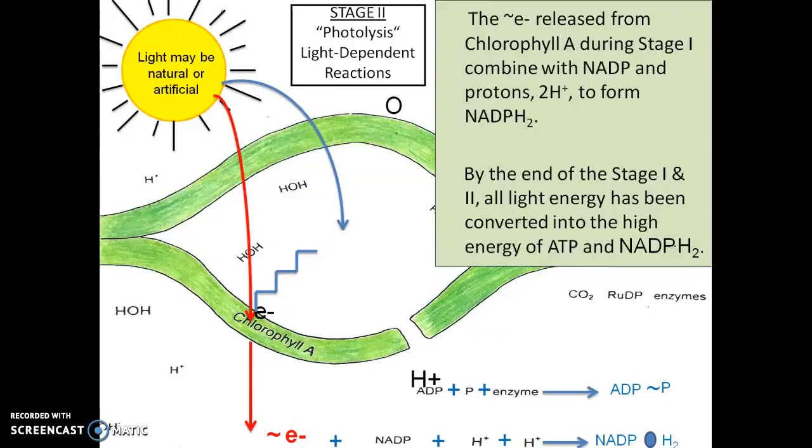So that is stage 2, the end of stage 2. Once again, in stage 2, we got our oxygen, we got ATP, and we got NADPH2. So those are our 3 products of stage 2: oxygen, ATP, and NADPH2. We also, once again, replaced the electron we lost in stage 1 so that stage 1 could happen next time around.